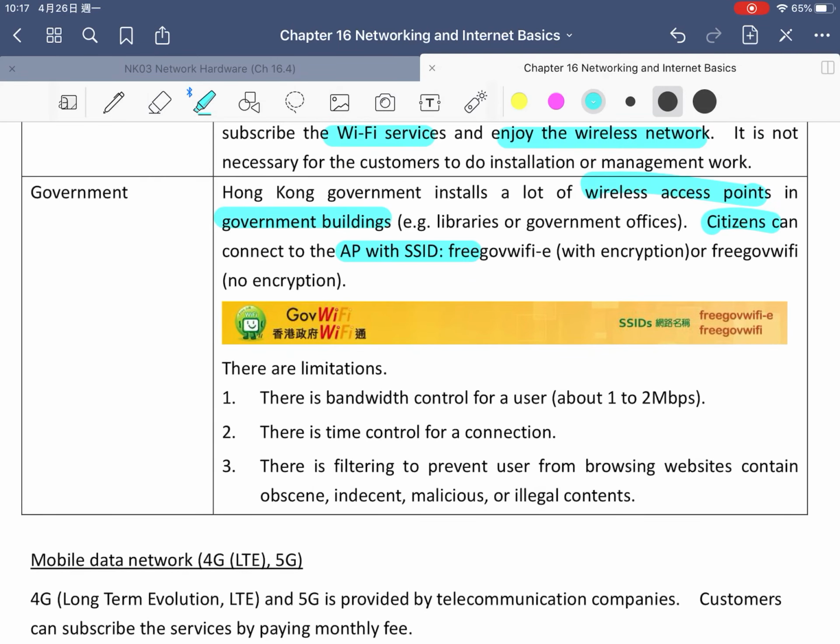But for government Wi-Fi, there are some limitations. First of all, bandwidth control. Bandwidth is the transmission speed. It limits the speed of each user. And time control, it limits the time. And filtering, to block obscene, indecent, and other content which is not appropriate for normal people. But for Wi-Fi, there is a limitation: the transmission distance is not long enough.